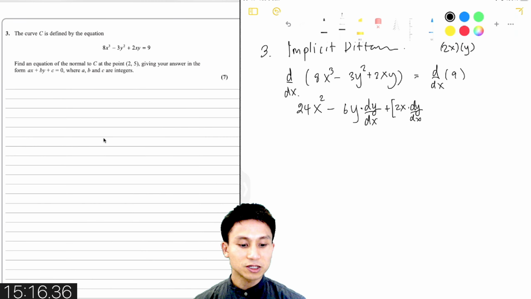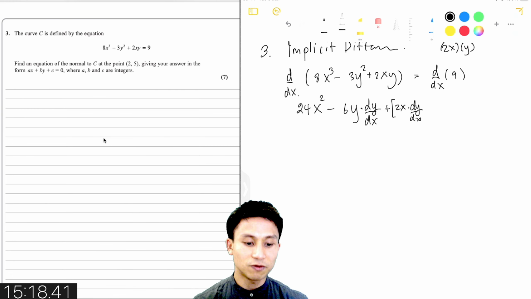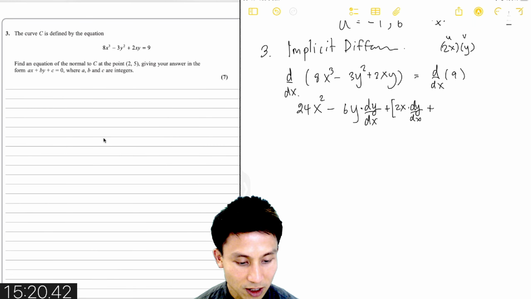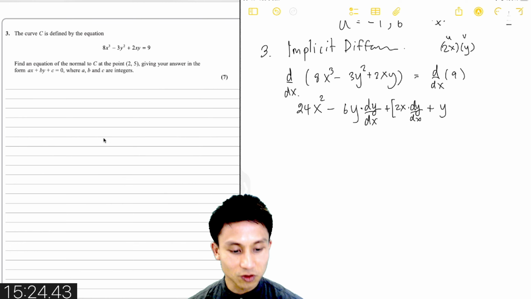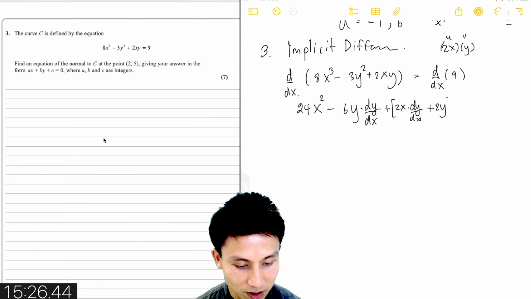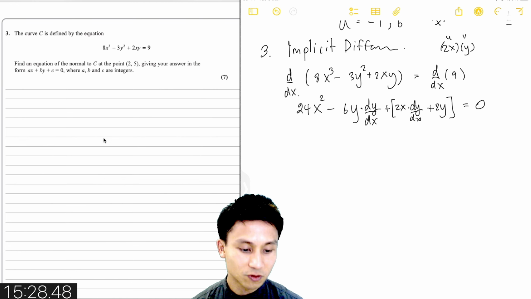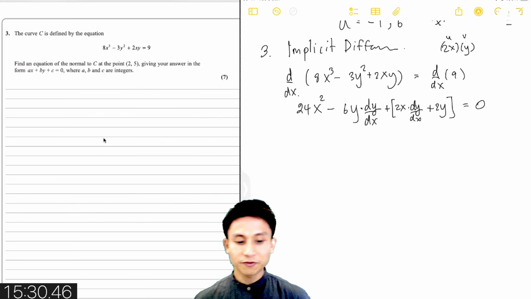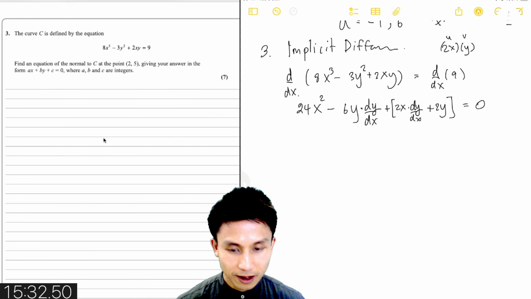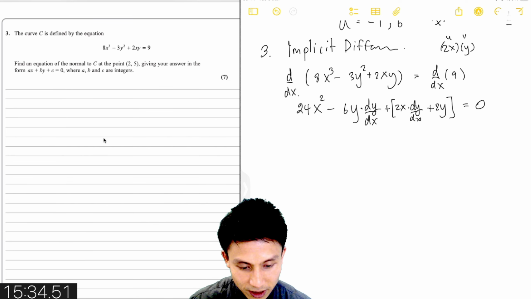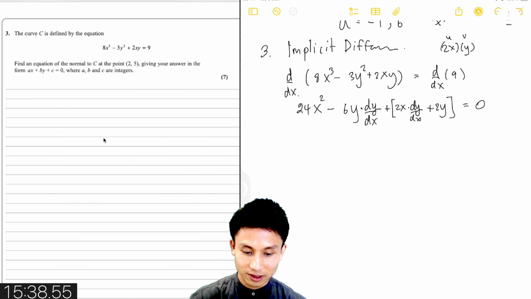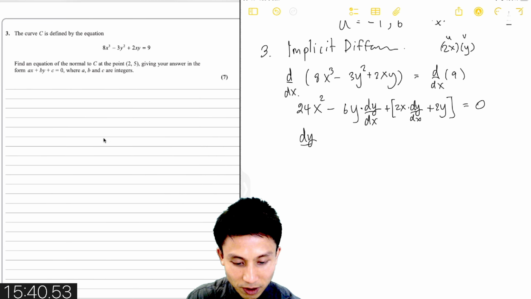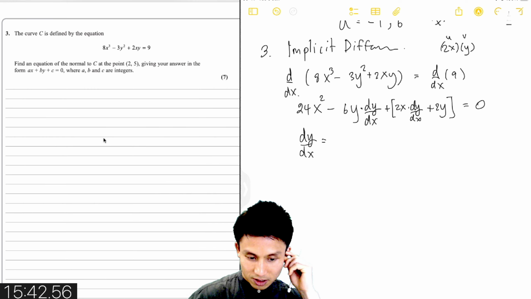Okay, now differentiating u dv and now v du, so we write v and du. Differentiating 2x, we just get 2. So 2 multiplied by y, I get 2y there, equals 0, because differentiating 9, we get 0. Now, in order to get the dy by dx, maybe we can isolate dy by dx first, okay? So let's put dy by dx equal, right?